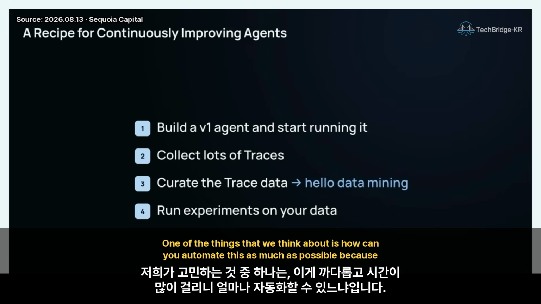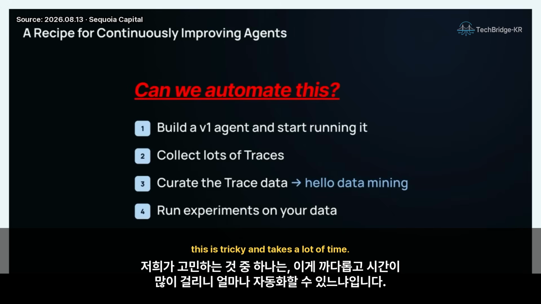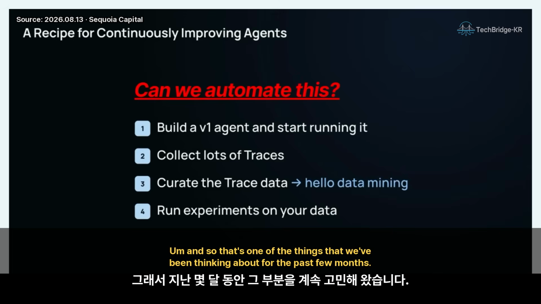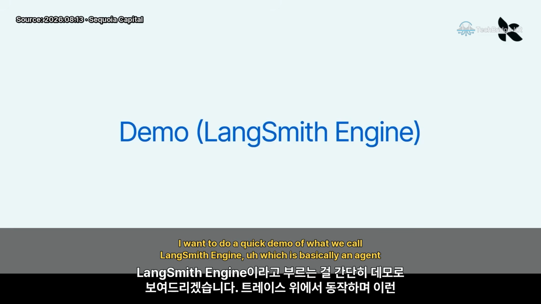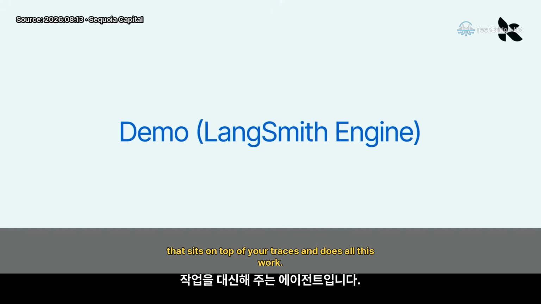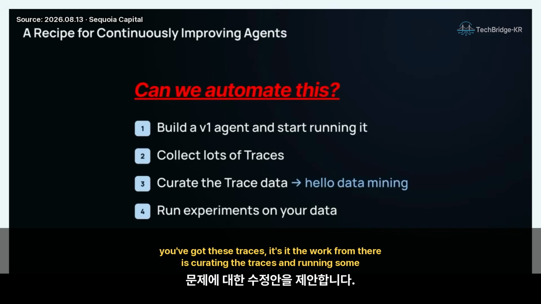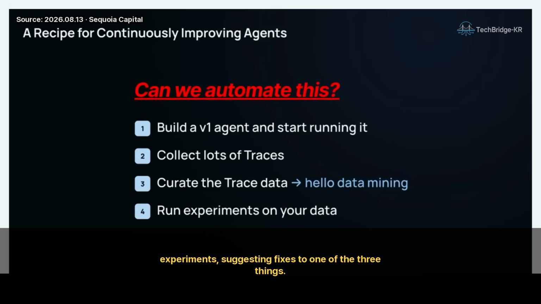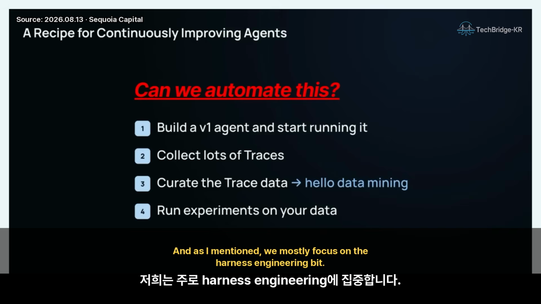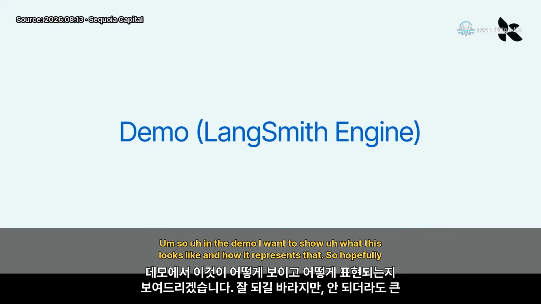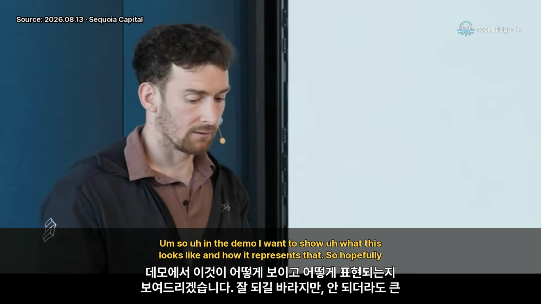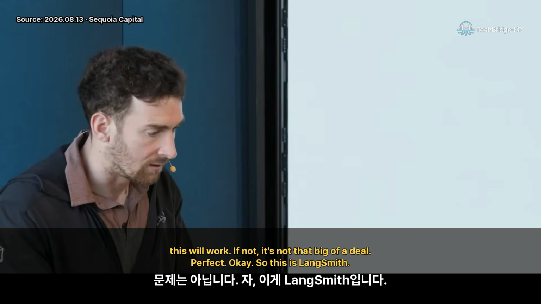One of the things that we think about is how can you automate this as much as possible, because this is tricky and takes a lot of time. That's one of the things that we've been thinking about for the past few months. I want to do a quick demo of what we call LangSmith Engine, which is basically an agent that sits on top of your traces and does all this work. If we look at what that work was, you've got these traces. The work from there is curating the traces, running some experiments, and suggesting fixes to one of the three things. As I mentioned, we mostly focus on the harness engineering bit. So in the demo, I want to show what this looks like and how it represents that. Hopefully this will work. If not, it's not that big of a deal.